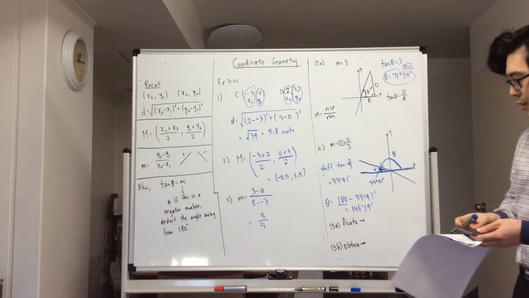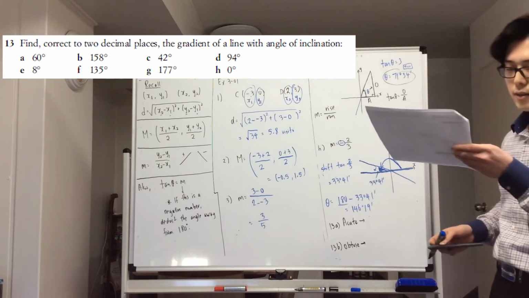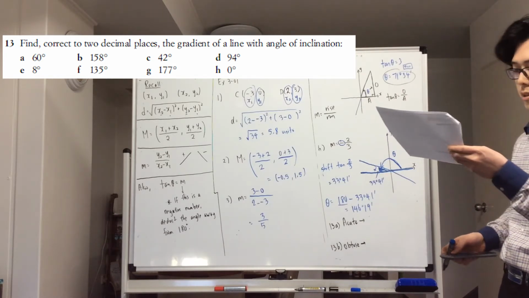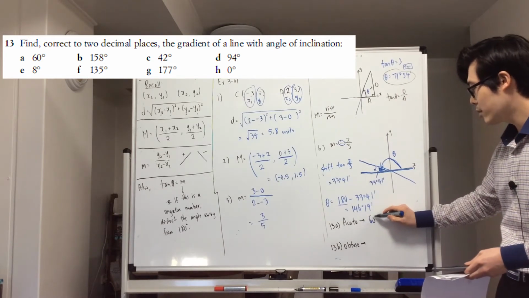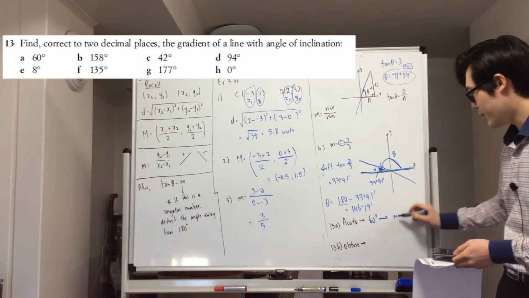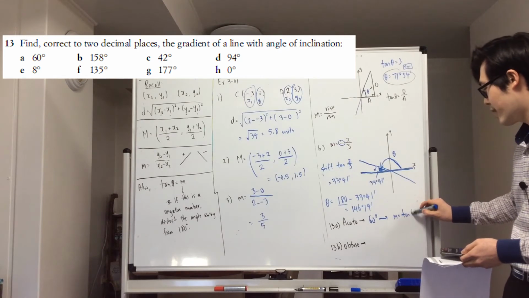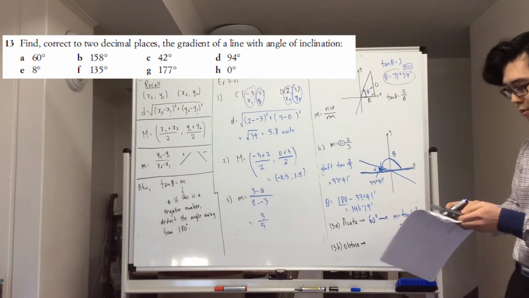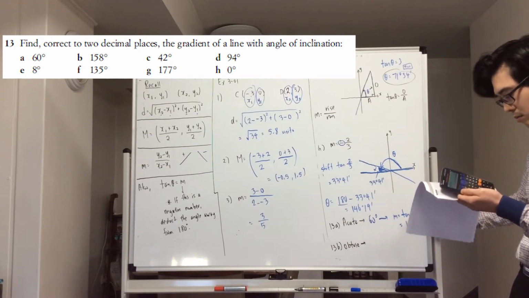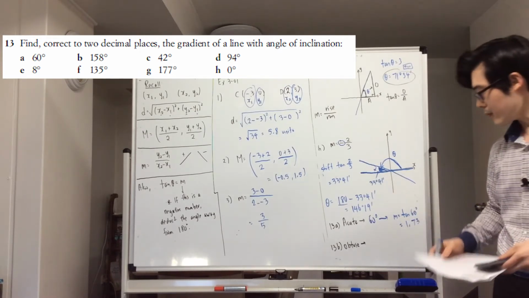All right, let's have a look at 13a. In 13, find, correct to two decimal places, the gradient of a line with angle of 60 degrees. They've given you the angle, they want you to find the actual gradient value. So all you need to do is just type in tan 60, okay? This one's easy. So if you do that, that's 1.73, okay?